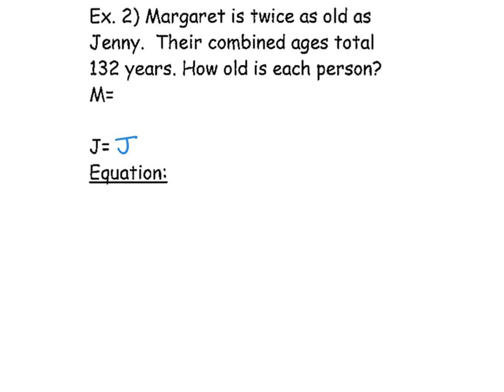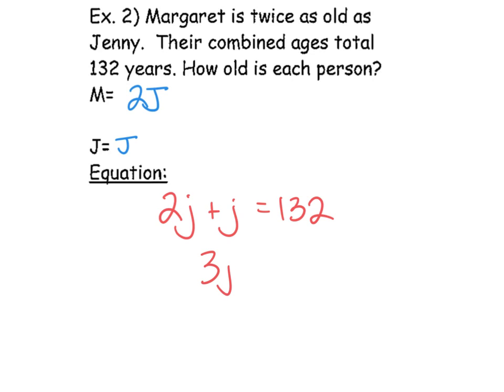And then Margaret is twice as old. We did it for bell work. 2J. Twice. 2J. I need to add the two ladies together, and they're going to equal 132. My equation: 2J, that's Margaret, plus Jenny, equals 132. Okay. 2J plus J is? Good.